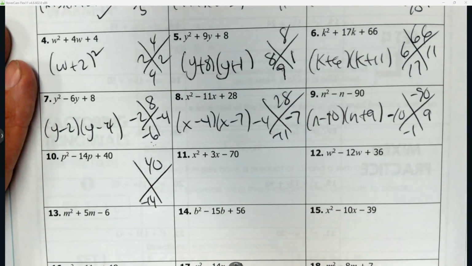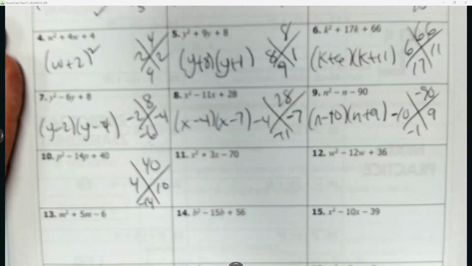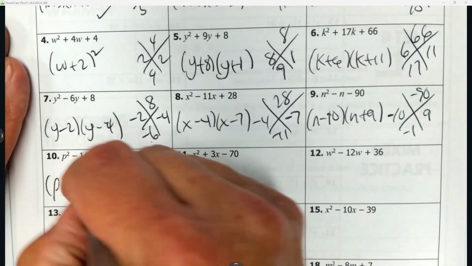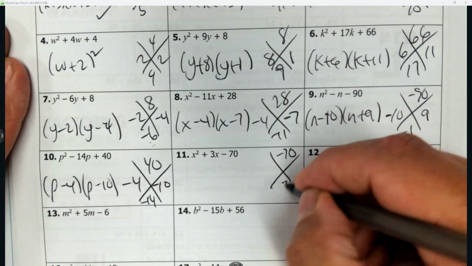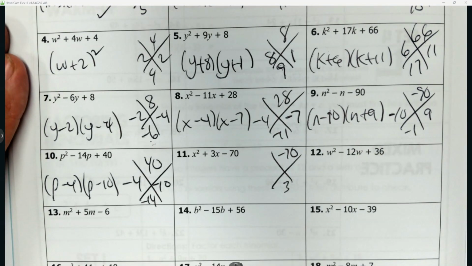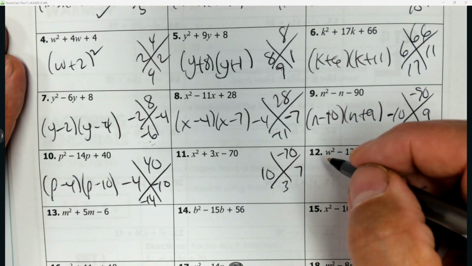All right, top number is positive, so we're adding. So it adds up to 14. Both numbers need to be negative, so it fits. Might be a little tricky. Two numbers multiplied, not too bad. 10 and 7. 10 times 7 is 70.